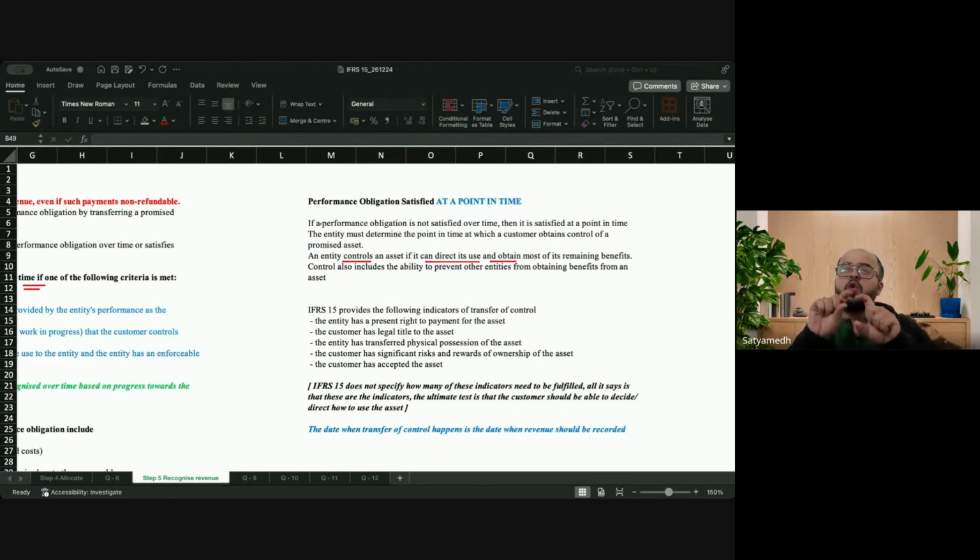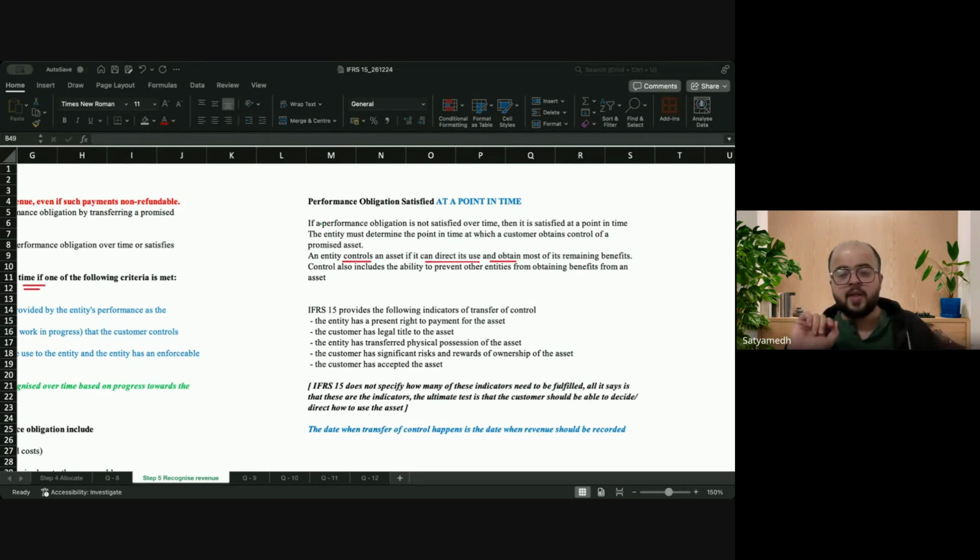To talk about control, there are certain indicators which will help you to understand whether control has passed on from one entity to another, from one party to another. Indicators of transfer of control.